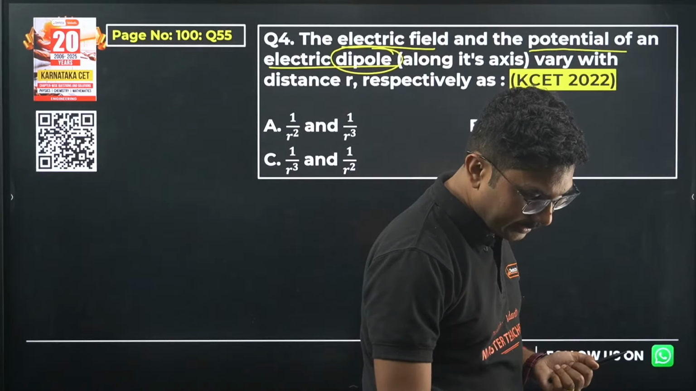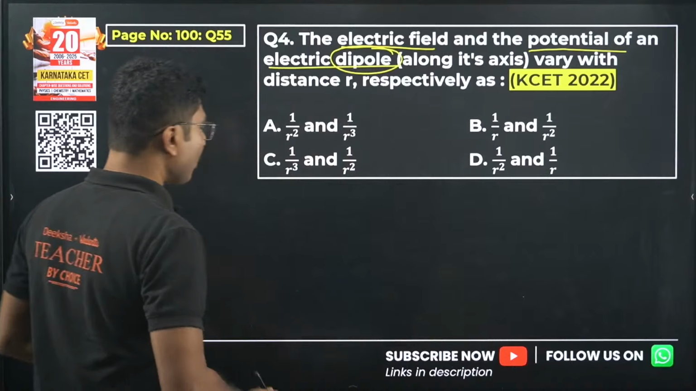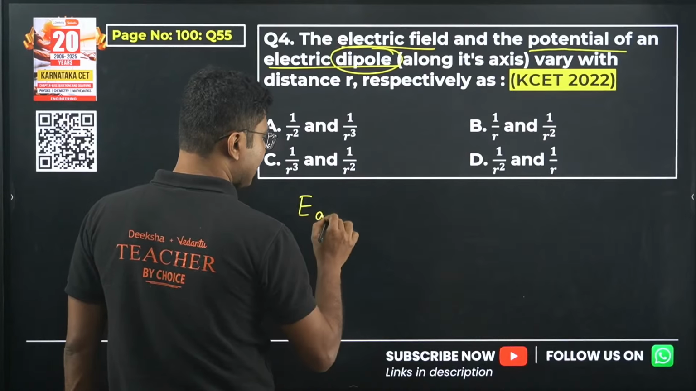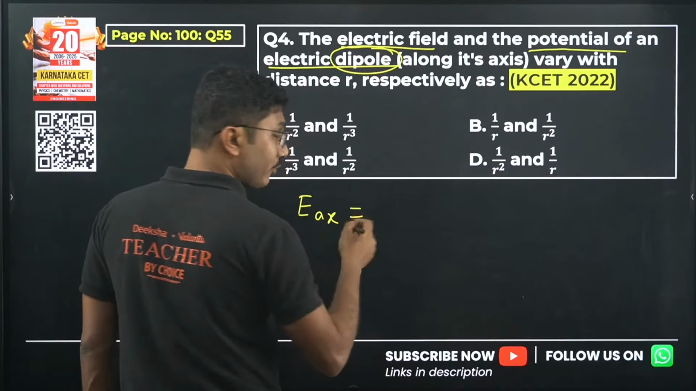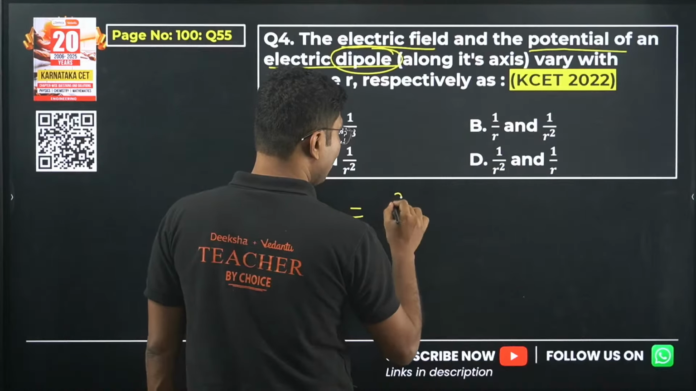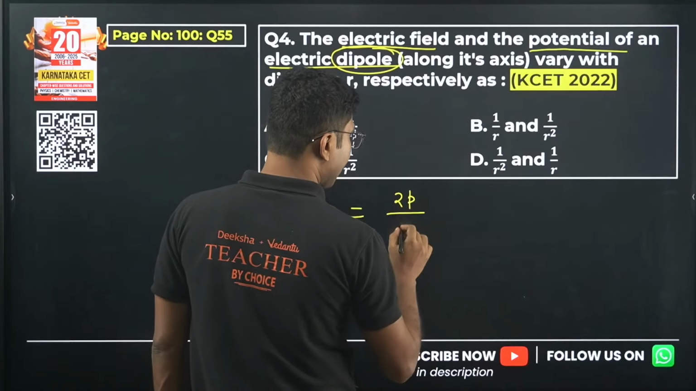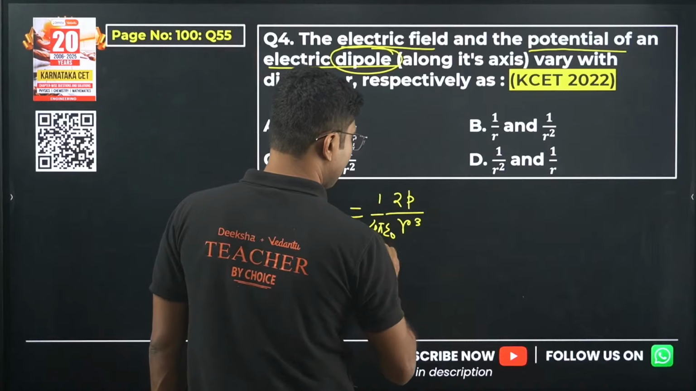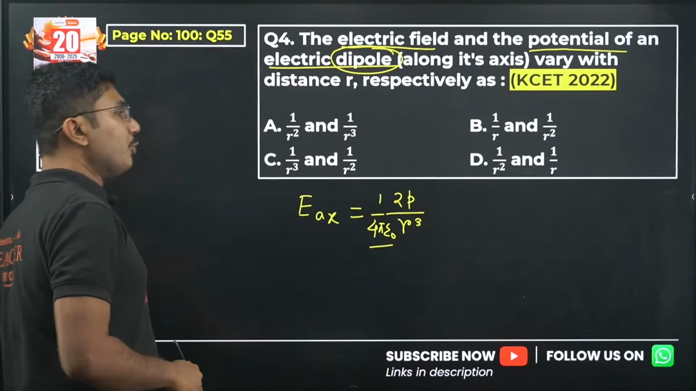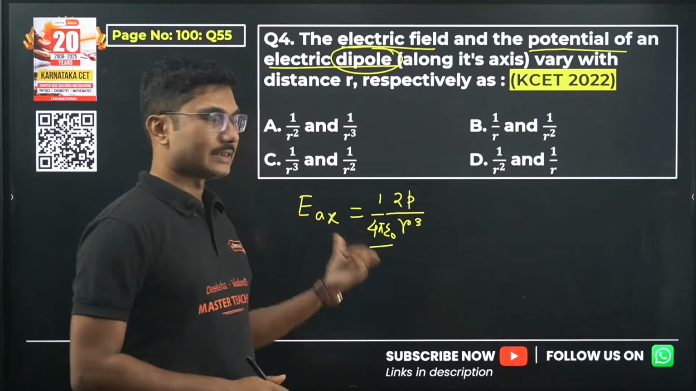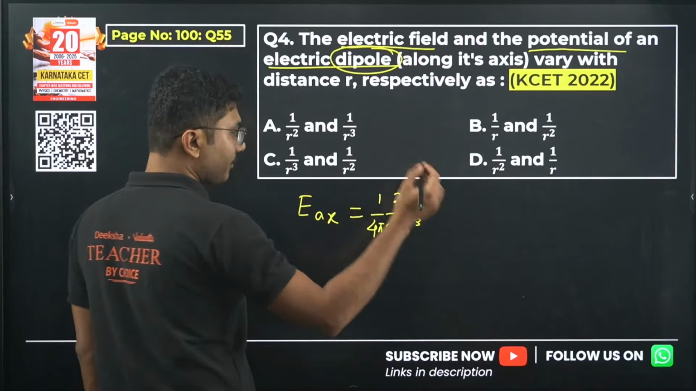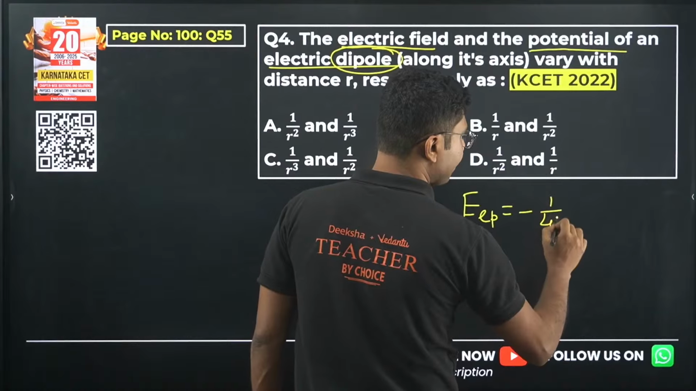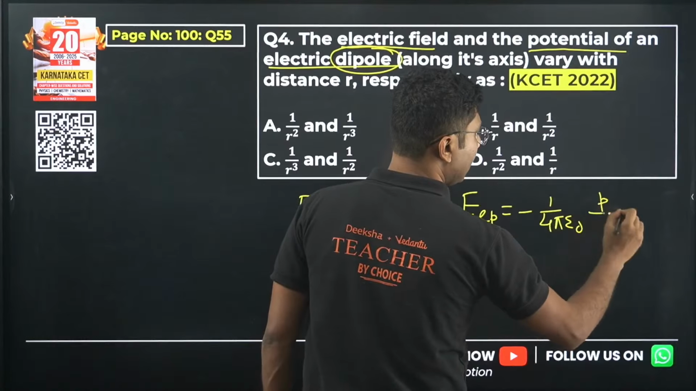Okay, so for a dipole, suppose we are taking the axial case. For an electric dipole, the axial electric field is given by 2p divided by r cube, obviously with 1 by 4 pi epsilon naught. So 2p by r cube is the axial case. And in case of the equatorial plane, it is minus 1 by 4 pi epsilon naught p by r cube.